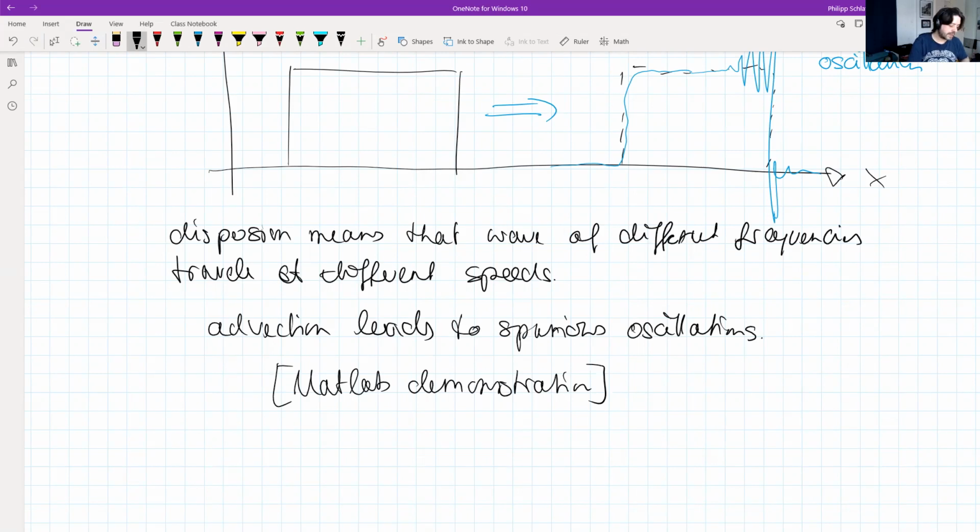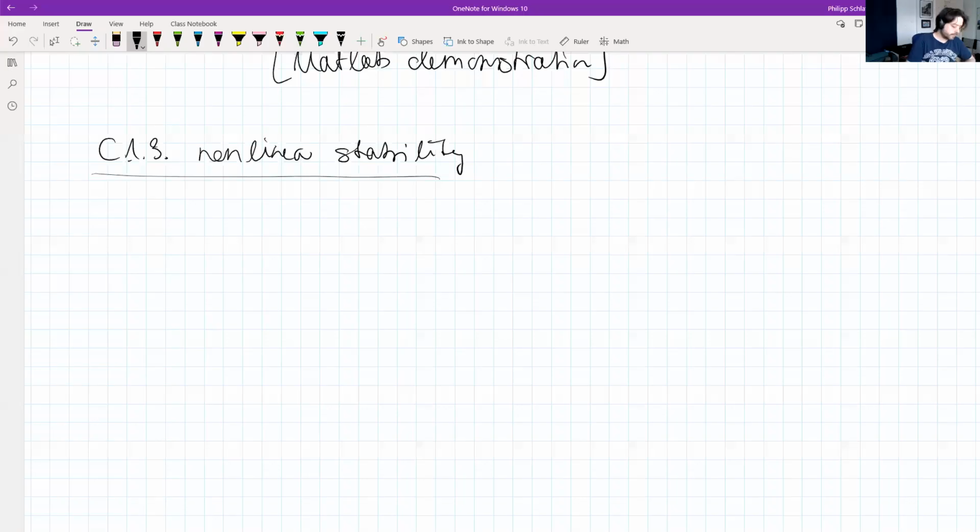Okay, but I guess with this, we can already take the break, because I don't think it makes sense to start now with the stability before the break. But then in 15 minutes, we can start with the second hour and look at nonlinear stability for these conservation laws. Okay, so with this, I pause. So welcome back to the second hour.